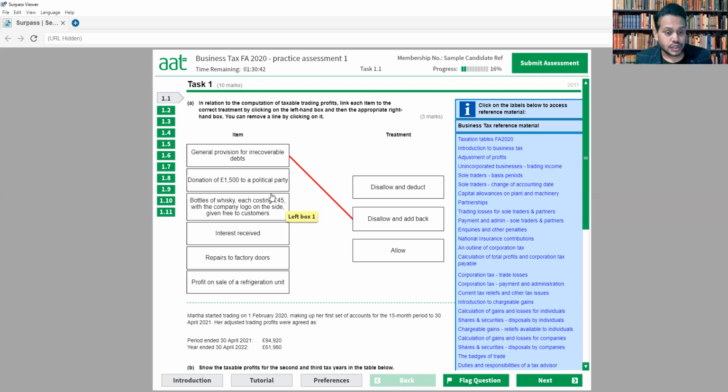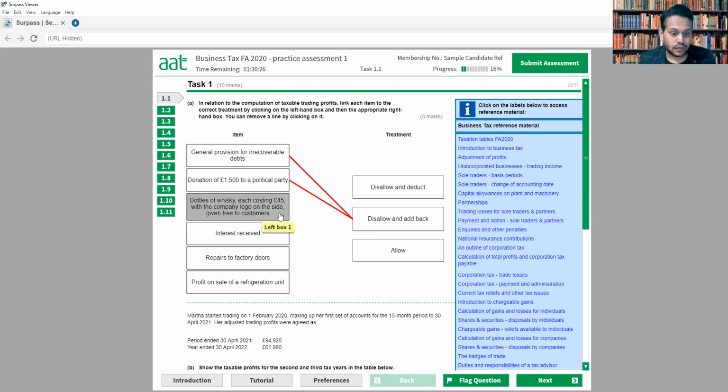The next one, we have a donation of 1,500 to a political party. Any sort of donation you pay to a political party is disallowable. You have to add it back. Even though your accounting profit will be lower, for taxation purposes you have to add it back.